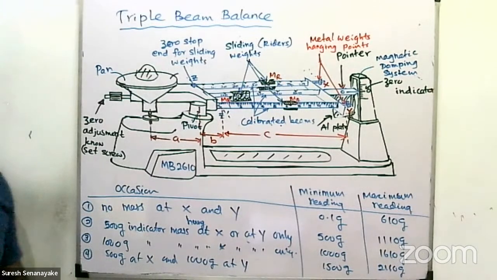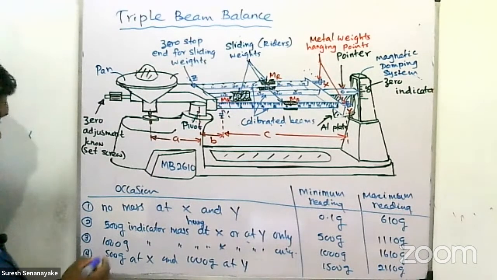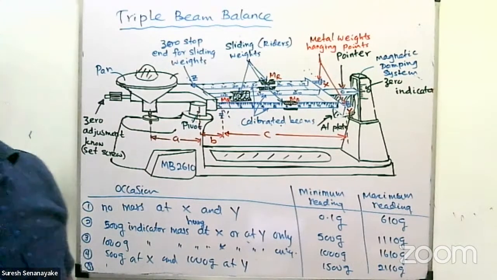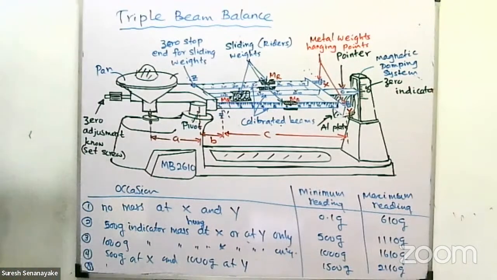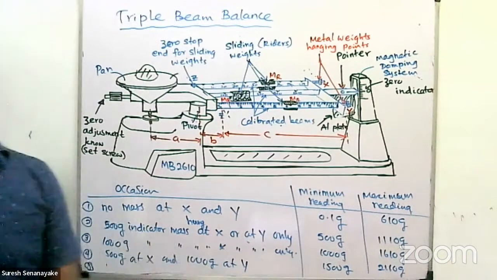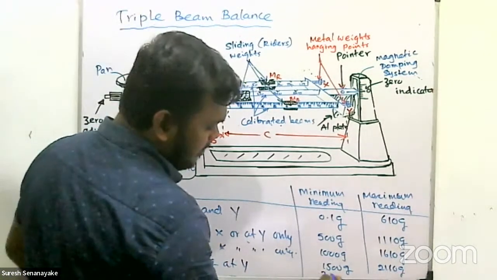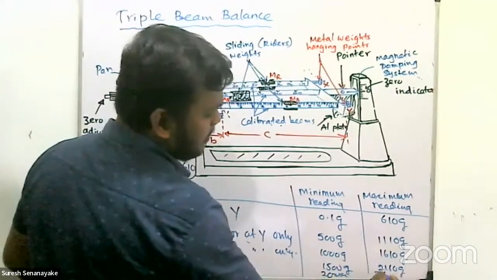Right. Then the last one: both 1000 gram indicators are at the X and Y position. So then minimum is 2000 and maximum is 2610.